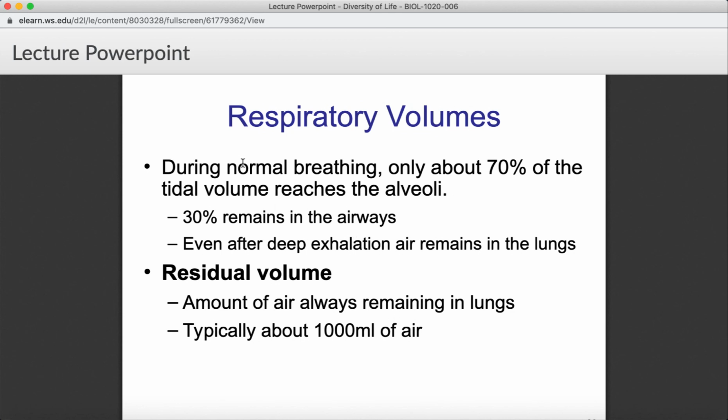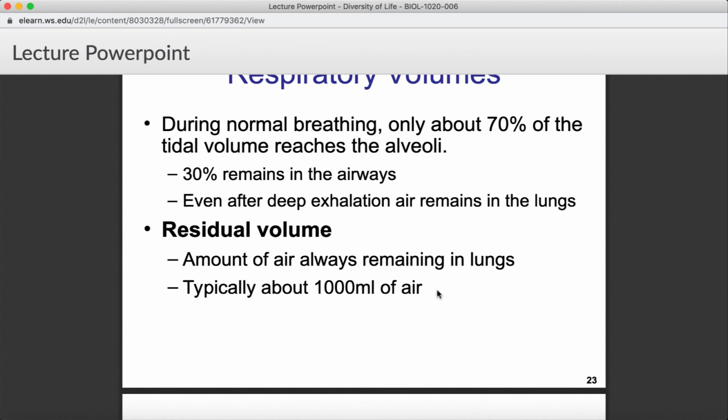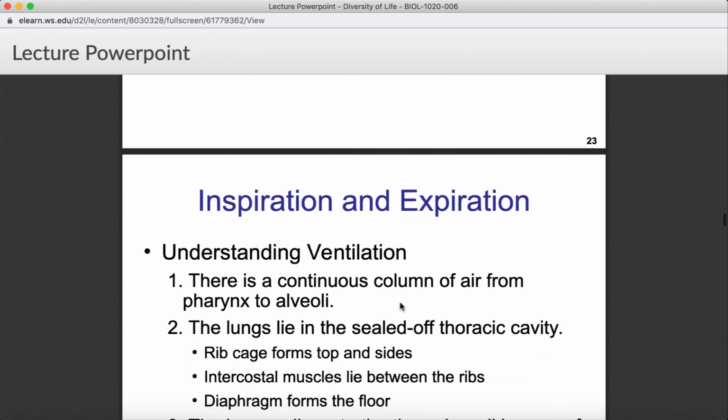So in normal respiration, only about 70% of the tidal volume reaches the alveoli, and 30% remains in the airways. And even after a deep exhalation, you will still have air in the lungs. You can still feel it there. Even after exhaling as much as possible, I can still talk, which means there has to be air moving through your vocal cords in order to speak. So this residual volume is about 1,000 milliliters of air.